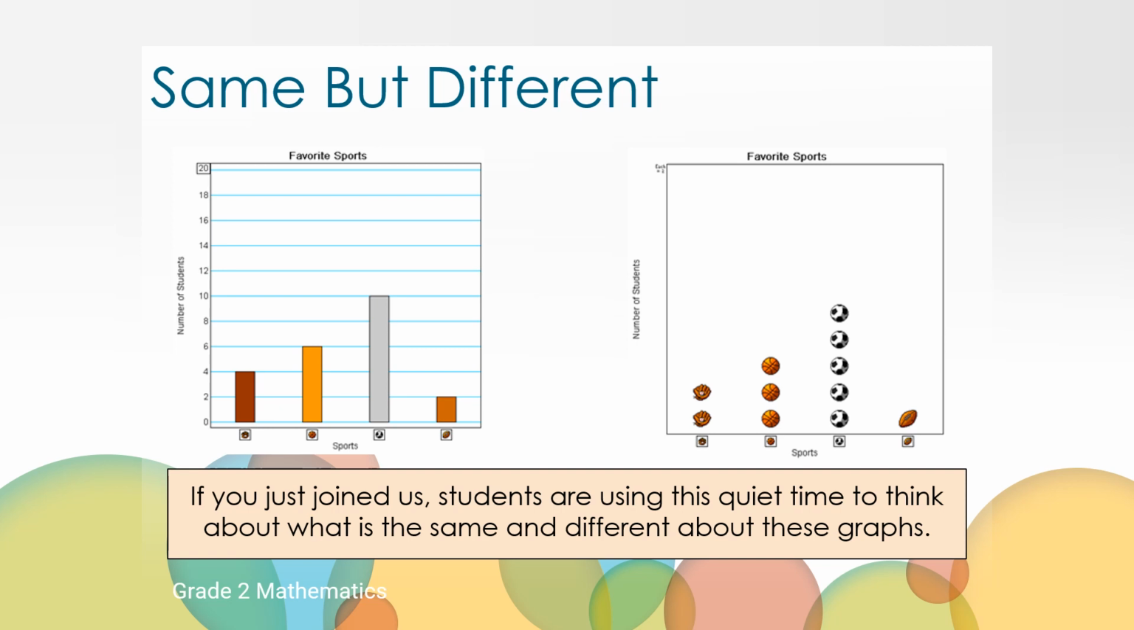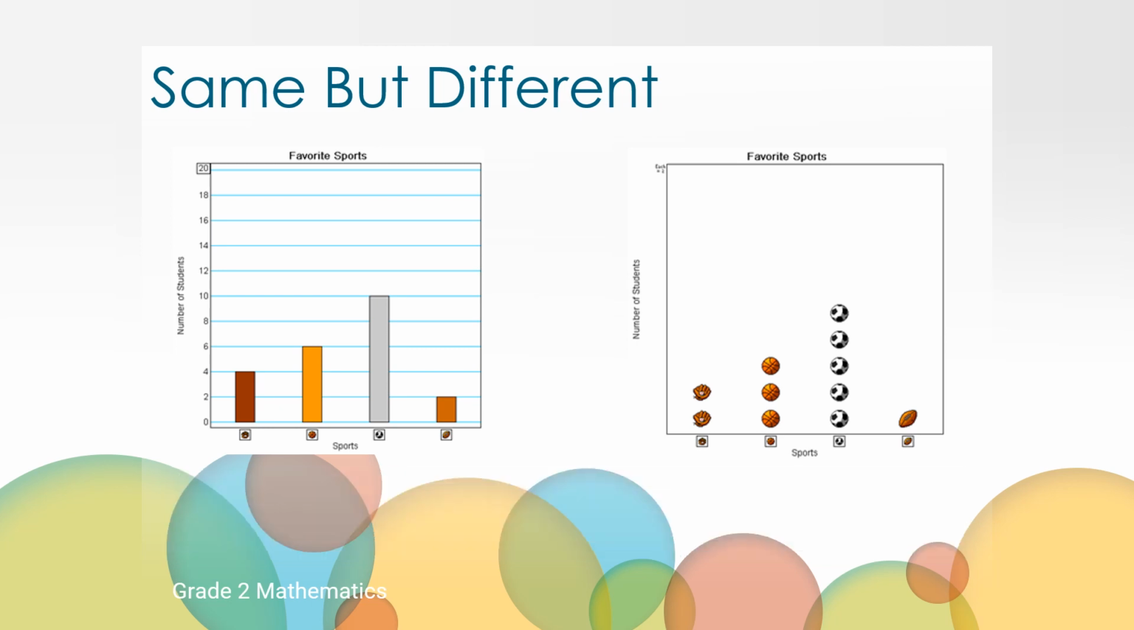Let's come back together and talk about what you might have discovered. You might have started by reading the labels on both of the graphs. The titles, favorite sports, are the same on both graphs. The categories or groups at the bottom are also the same. Both have groups labeled with different sports, as you can see in the pictures, and by reading the label titled Sports. They both also count the number of students as labeled on the left side in the graph.